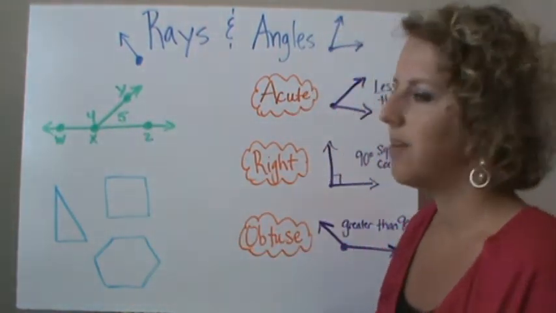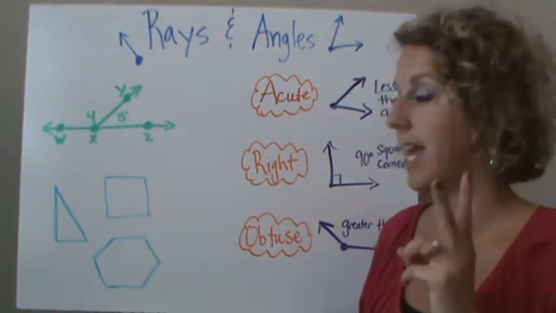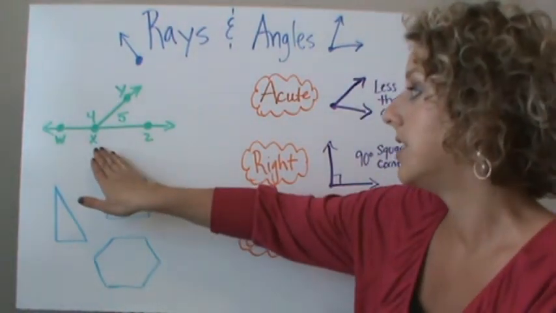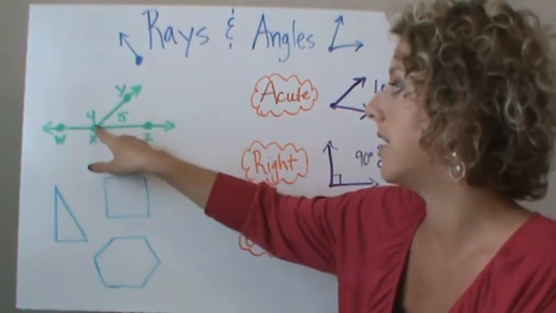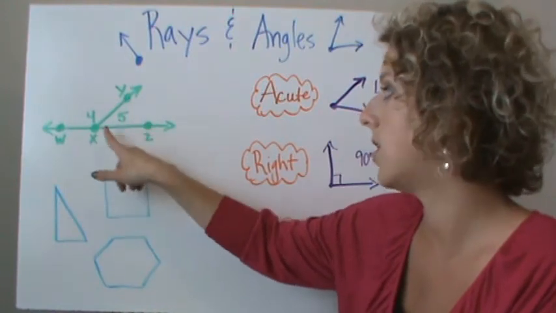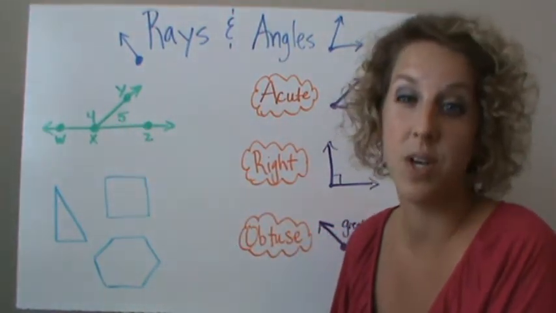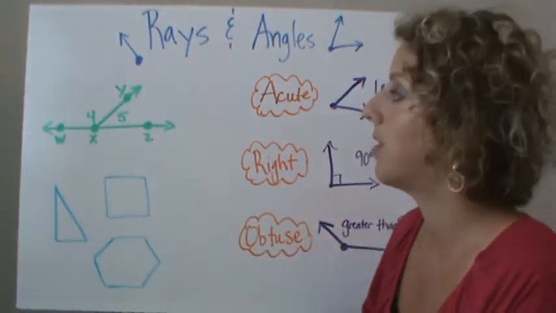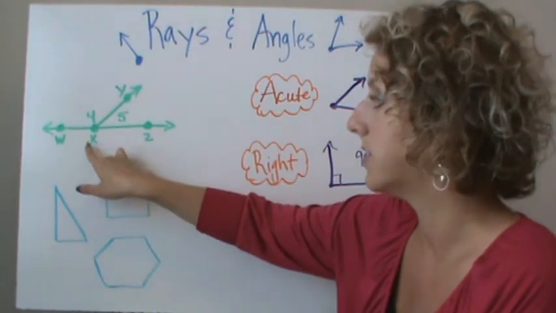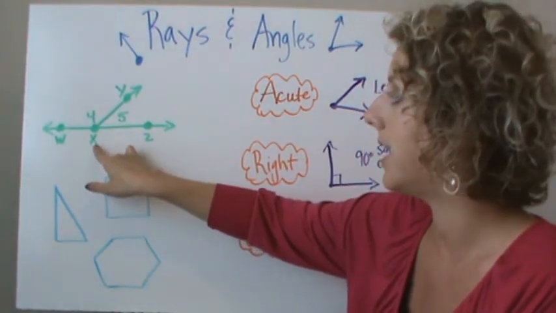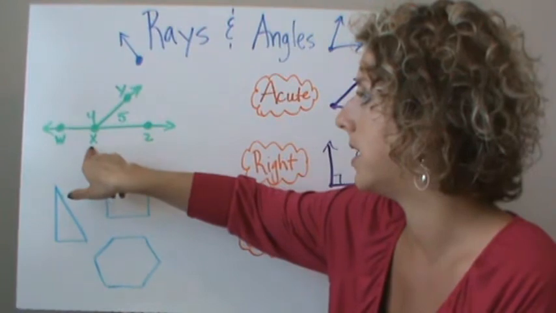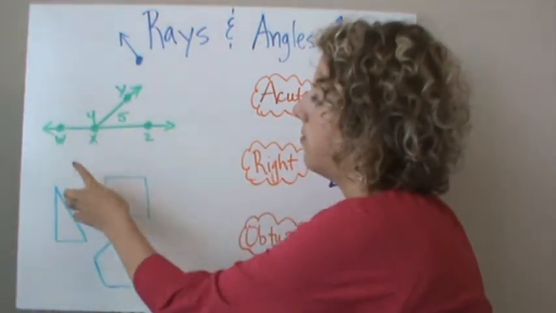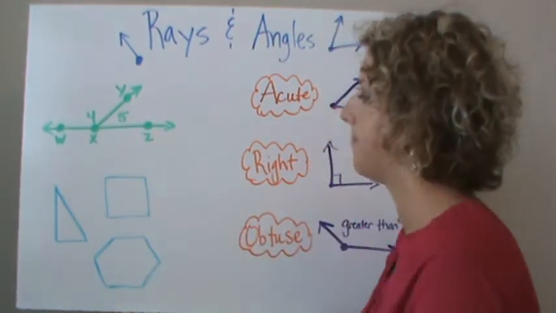But notice I said angle X twice. So it's probably not a good idea in this case to say that this angle is called angle X or this one is called angle X, because then you wouldn't know which angle you were talking about. So indeed in this example you cannot call the angle X just X alone because it has two angles on that one endpoint. You would want to call it angle 5 or angle 4 or angle ZXY.